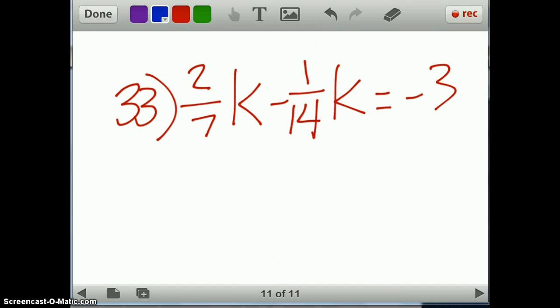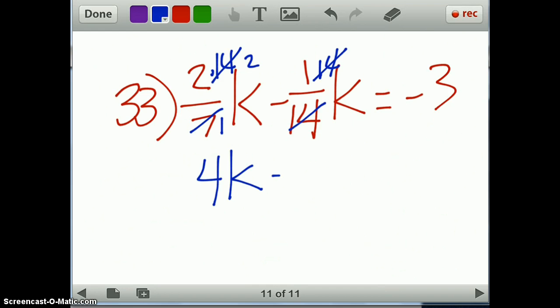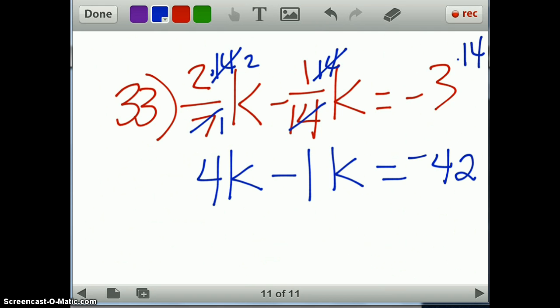So I don't want that 7 and 14 down there. So what is the least common multiple of 7 and 14? I could do 98, but that's like ginormous. What I know is that 7 and 14 both go into 14. So I'm going to times it by 14. So I get 2 times 2 and 1, so I get 4k. And 14, look at that, simplifies out, minus 1k equals, got to times it by 14 over here. 3 times 14 is 2, carry the 1, -42.